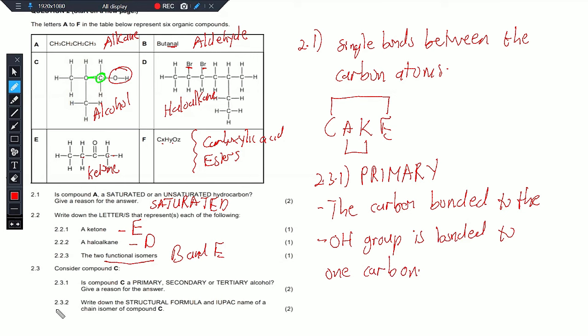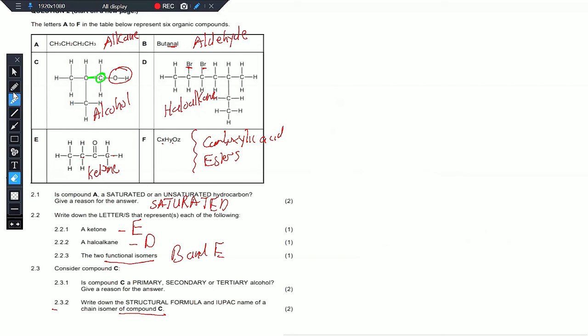Right. So that's it. And then 2.3.2 says write down the structural formula and IUPAC name of a chain isomer of compound C. Of a what? A chain isomer. Right. So note that. When we are looking at compound C, we can see that it is a branched alcohol, right? Now, the chain isomer would obviously be a straight chain alcohol because chain isomers are molecules with the same molecular formula but different types of chains. So, if this here is a branched chain, that means the chain isomer that we should draw should be a straight chain alcohol, but should also have the same number of carbon atoms, hydrogen atoms, and also oxygen atoms.